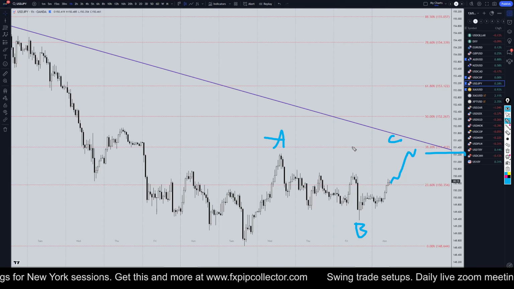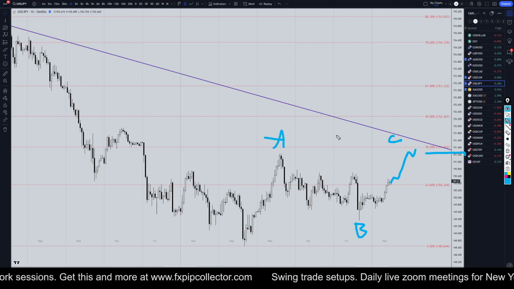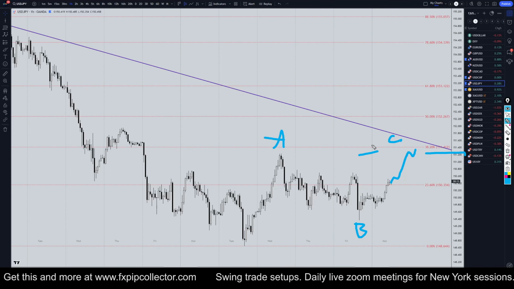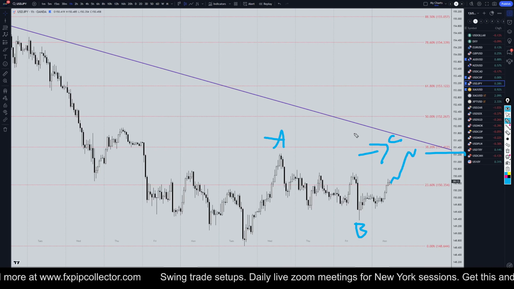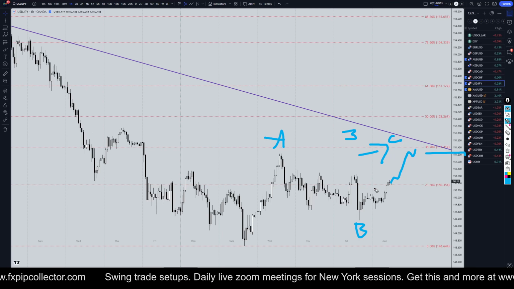So really, we're just going to have to watch and learn, and maybe even learn and earn at the same time, whether this move up right here is a wave C or whether it stretches out into a wave 3.